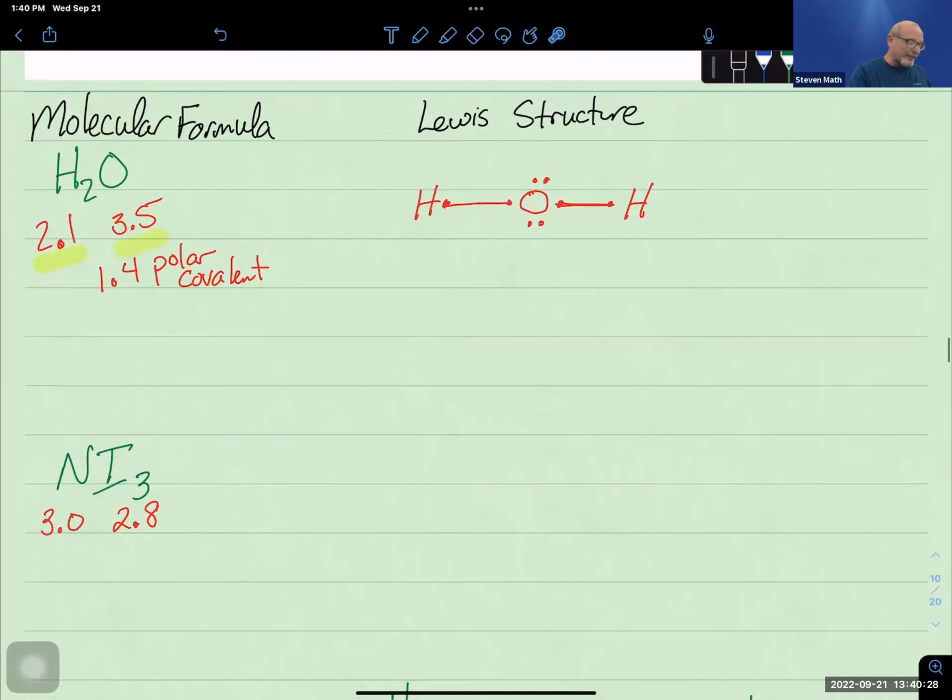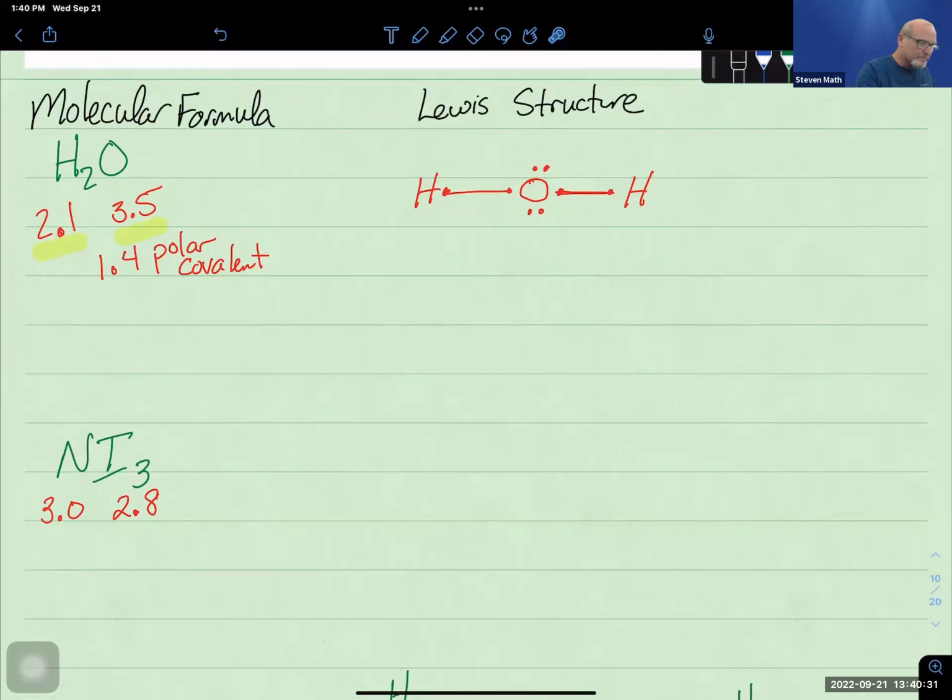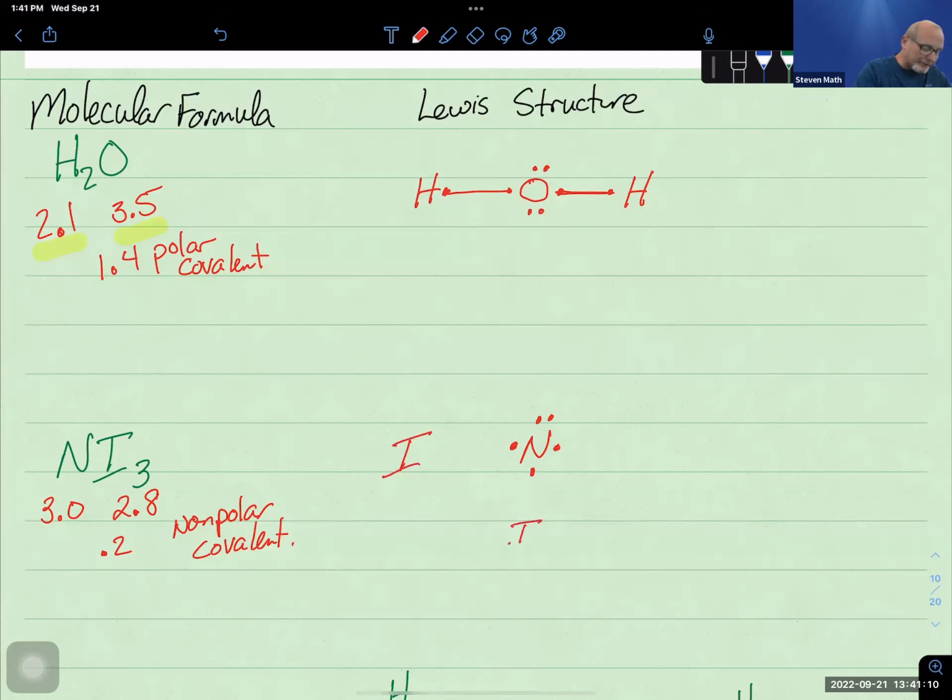Let's take a look at NI3. 3.0, 2.8. So this has a 0.2 difference. We have a nonpolar, but still covalent bond. If that's the case, then which one can form more bonds? Nitrogen can form 3 bonds. Iodine usually only forms 1. So I'm going to put nitrogen in the middle of this. And nitrogen has 5 valence electrons. And then surround it by my iodines.